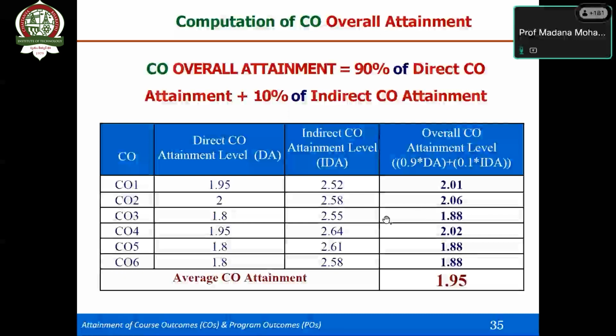So individual CO-wise overall attainment values are obtained now. Then what you have to do? You can take the course attainment. Individual CO-wise, this is okay, but overall course-wise, you have to take the average of all the individual COs' attainment values. The total 6 COs are there. Sum of all these values divided by 6, you will get 1.95. This 1.95 value, you can keep in our program level course-wise PO mapping.